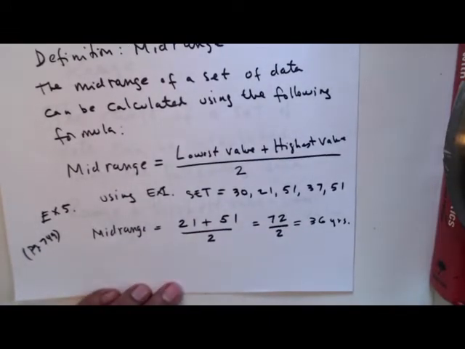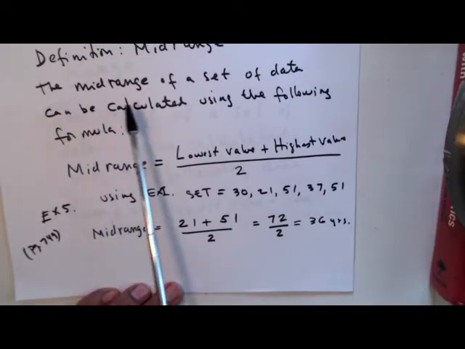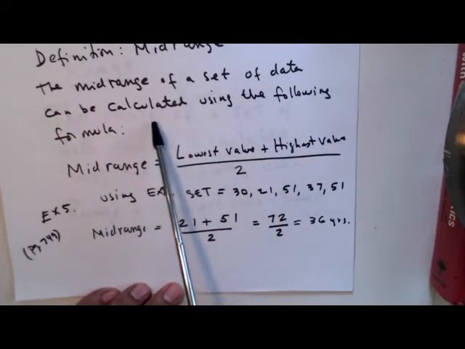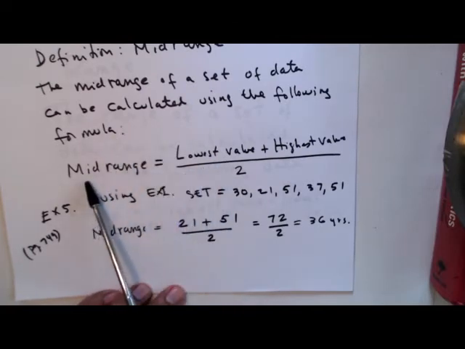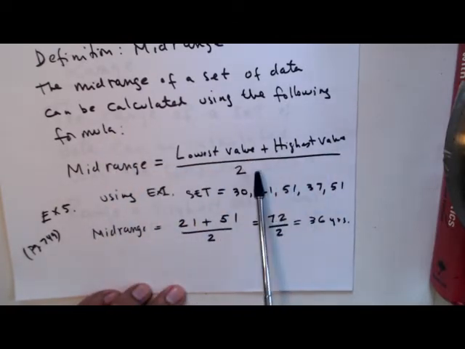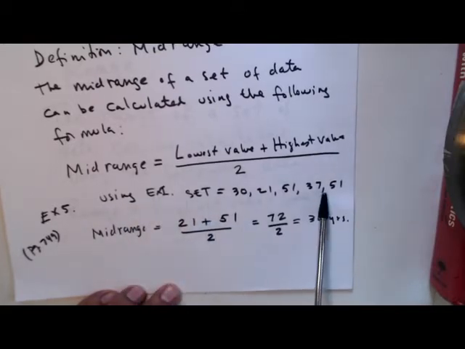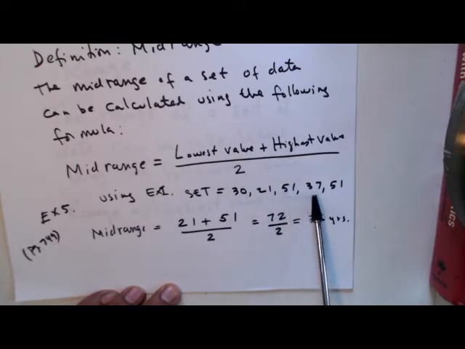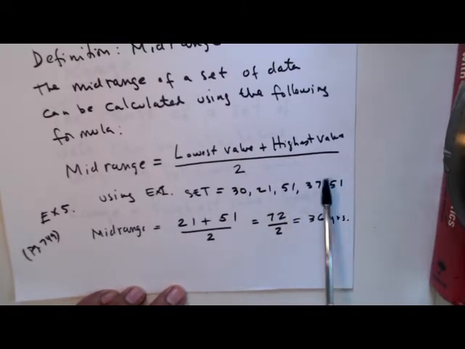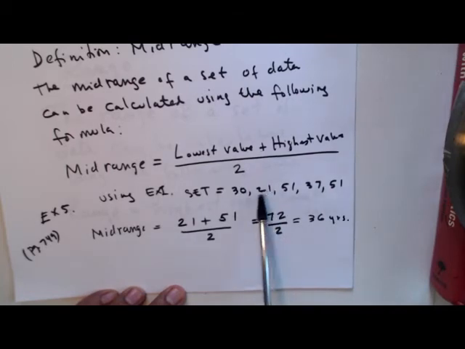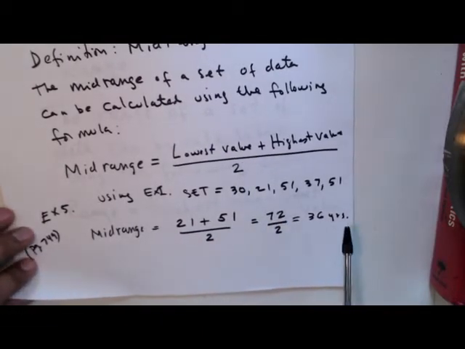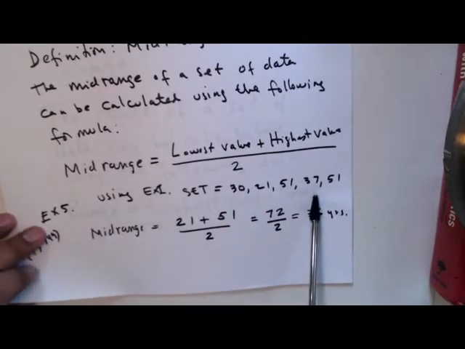Now let's move to the mid-range. The mid-range of a set of data can be calculated using the following formula: mid-range is equal to the lowest value plus the highest value, divided by 2. In other words, we're in the middle for this element. Using exercise 1 again, the set is 30, 21, 51, 37, and 51. The lowest value is 21 and the highest value is 51. We add these numbers, you get 72, divided by 2, you get 36 years old. That's the mid-range for this given set.